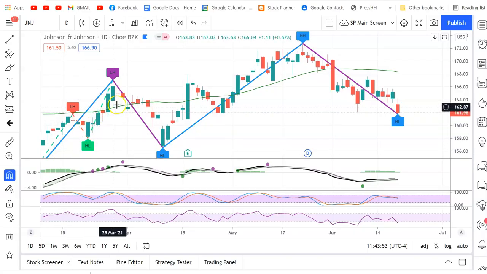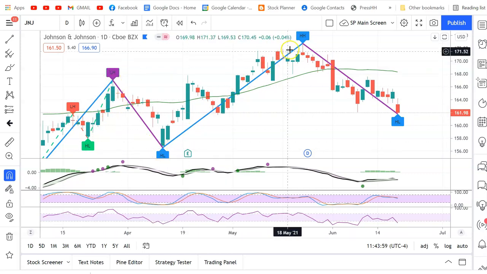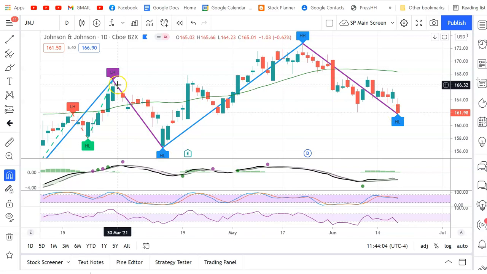This is a chart of Johnson & Johnson, and you can see that we have a top and a bottom, top and possibly a bottom here. The job of a swing trader is to be able to predict these tops and bottoms, and you need indicators that will help you do that. This is the RSI here. And the RSI is oversold here, possibly here, and definitely here. It's overbought here and here.